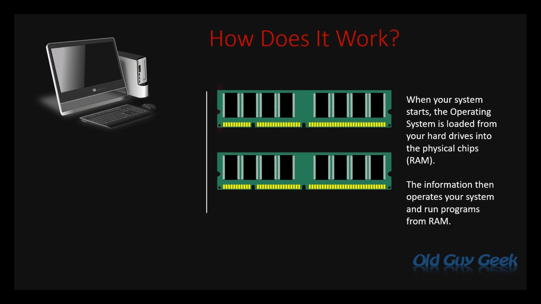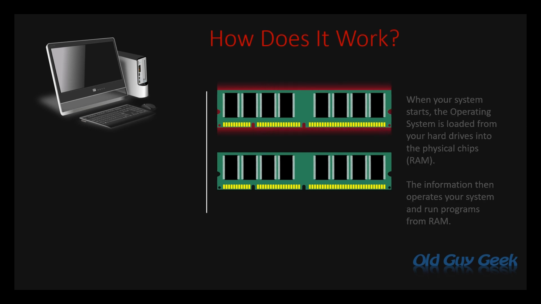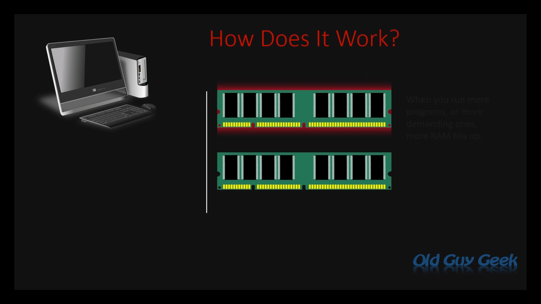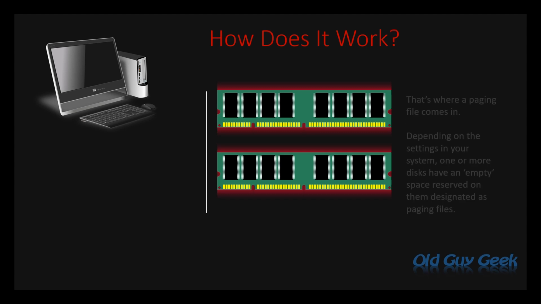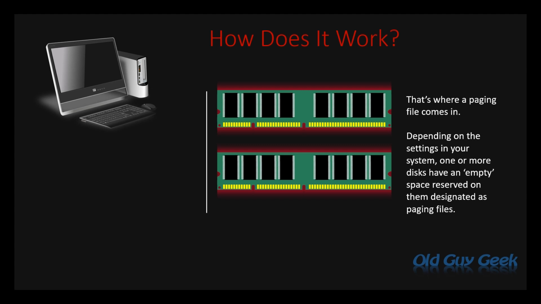So how does this whole thing work? Well, when your system starts, the operating system is loaded from your hard drive into the physical chip's RAM. And the information then operates your system and runs programs from RAM. Then when you run more programs or more demanding ones, more RAM fills up. The system continues to do that, switching out active and inactive programs until it uses all of its available memory. Then it looks for more space to operate. And that's where a paging file comes in.